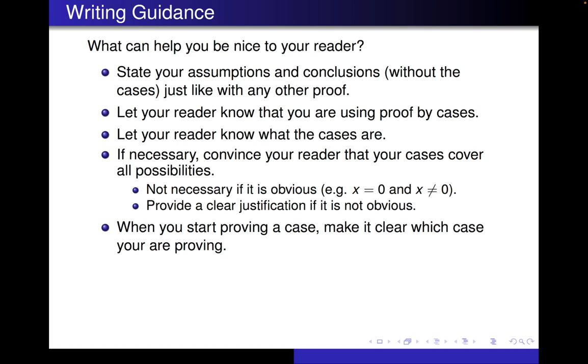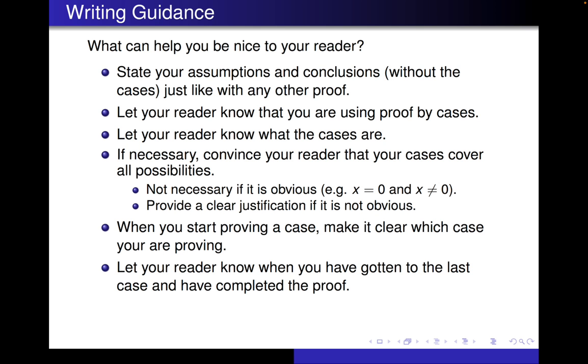When you start proving a case, make sure that you're clear which case you're proving. Make sure you're clear what you are assuming in that particular case, so that when you start using those assumptions, nobody gets confused. And then let your reader know when you've gotten to the last case and have completed the proof. Just like with anything else, you're saying the proof is complete, and so the reader can say, oh, yeah, that was the last case. We're all done with the proof.